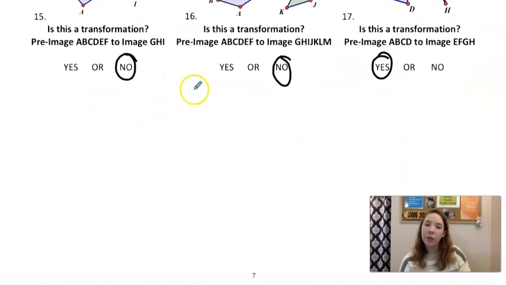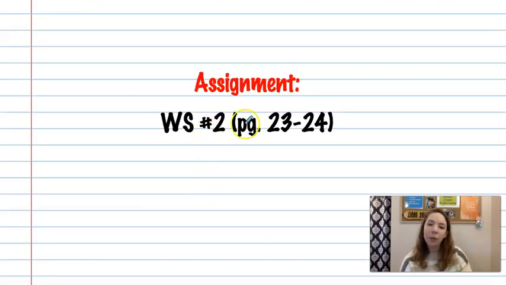All right, that's the end of our notes for today. You are now working on worksheet 2, and I believe that is pages 23 and 24. It's 2 pages today.